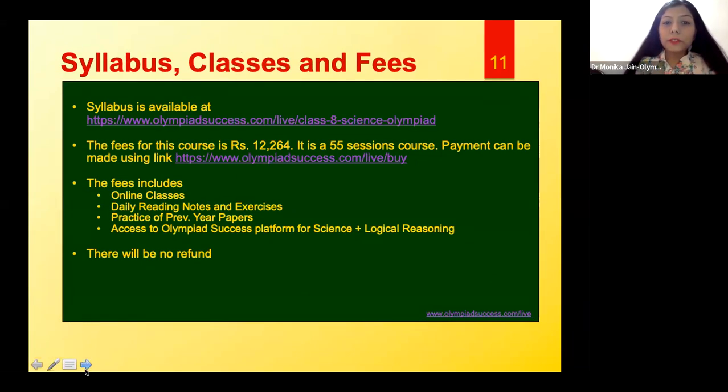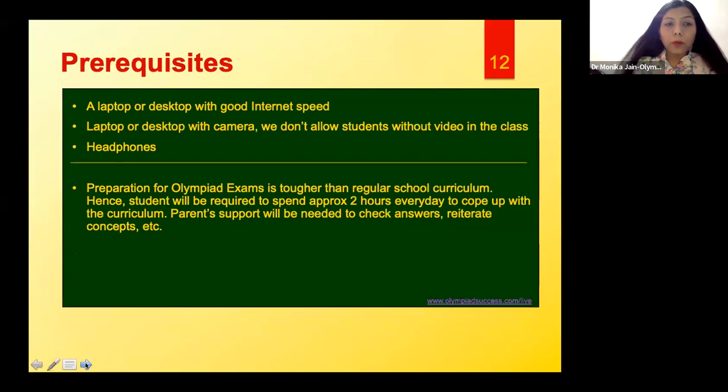The fee for this particular course is 12,264 rupees and it is going to be a 55 session course. Fee includes online classes, daily reading notes and exercises, practice of previous year papers, access to Olympiad Success platform for science and logical reasoning. All that you require for these classes is a laptop or a desktop with good internet speed, with camera, because we do not allow students without video in the class, and headphones for better audio clarity.